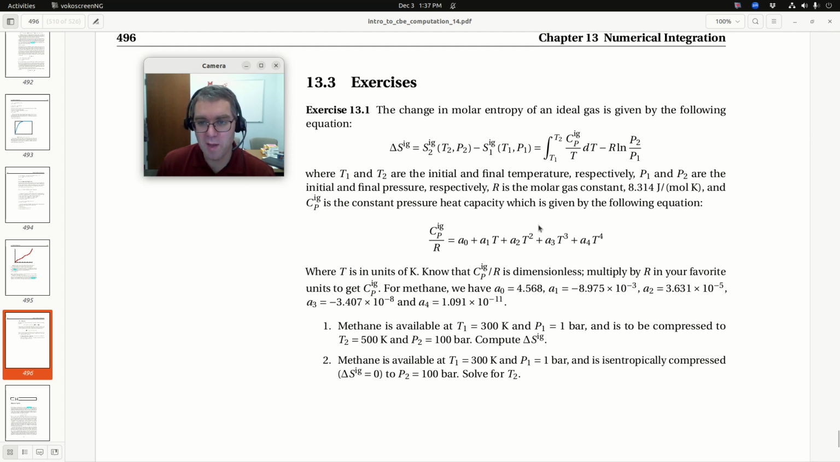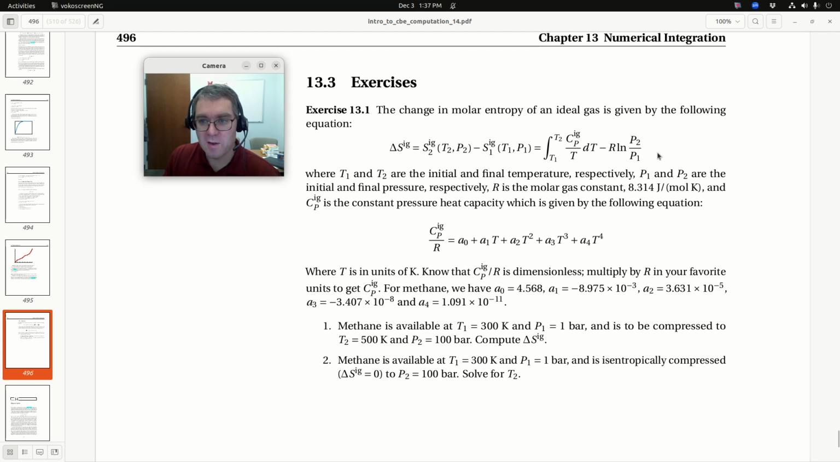Cp is the ideal gas heat capacity, which is governed by the following equation, where T is in units of Kelvin, and then Cp divided by R is dimensionless, right? So I take this, multiply by R, get heat capacity in my favorite units. Okay, great. So problem one, we're told that methane is available at T1, so we're given T1 and P1, and it's compressed to T2 and P2, and asked to compute delta S.